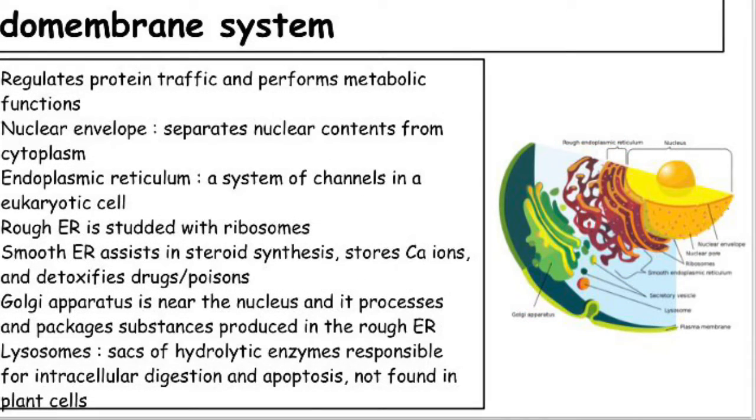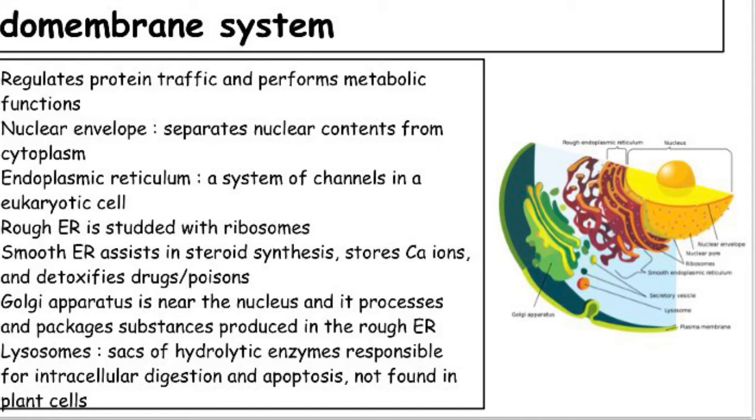In the cell, there is a system of organelles called the endomembrane system, and it regulates protein traffic and performs metabolic functions. The first organelle in the endomembrane system is the nuclear envelope, and it separates the nuclear contents from the cytoplasm. So basically, it separates the DNA and chromosomes in the nucleus from the outer organelles. The endoplasmic reticulum is a system of channels in a eukaryotic cell, and there are two types of endoplasmic reticulums. The first is the rough ER, and it is studded with ribosomes, which means that it produces proteins. The second is the smooth ER, and it assists in steroid synthesis, stores calcium ions, and also detoxifies drugs and poisons.